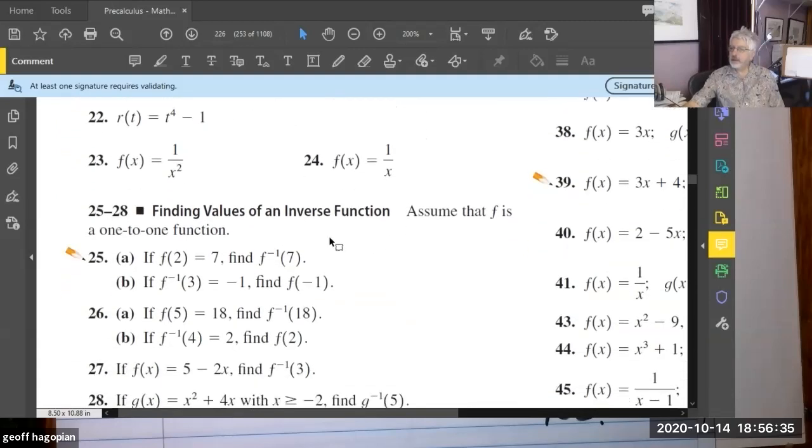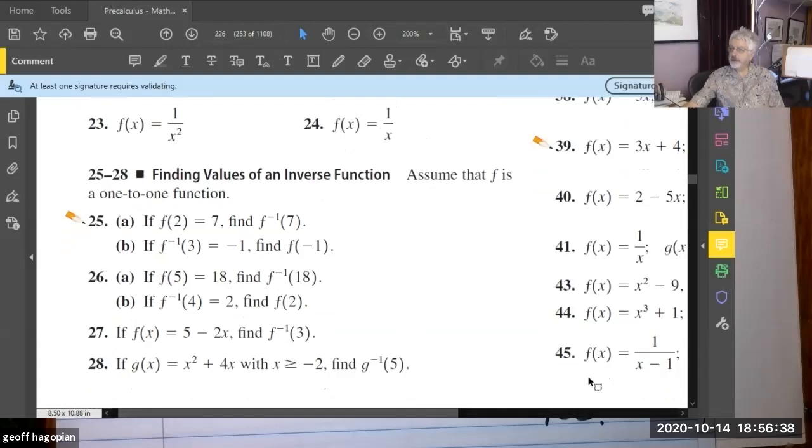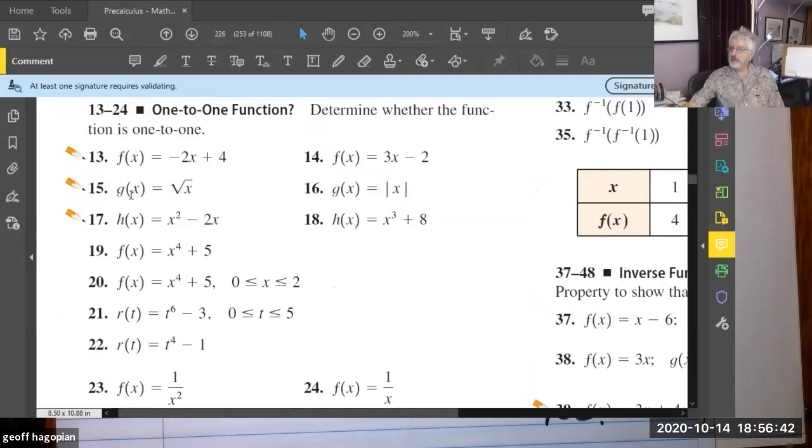Finding values of an inverse function. Okay, so we talked about that a little bit. Let's move on to, we were going to talk about 15. Square root of x. Is this a 1 to 1 function? That one's not so obvious, huh?